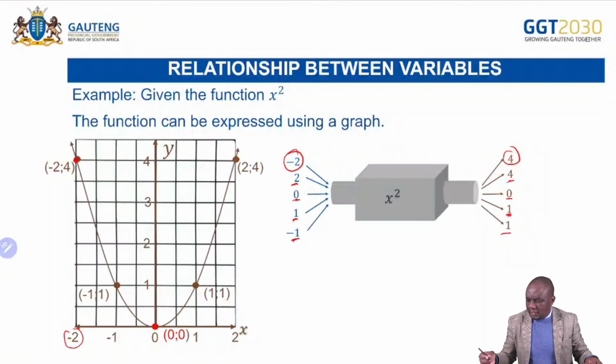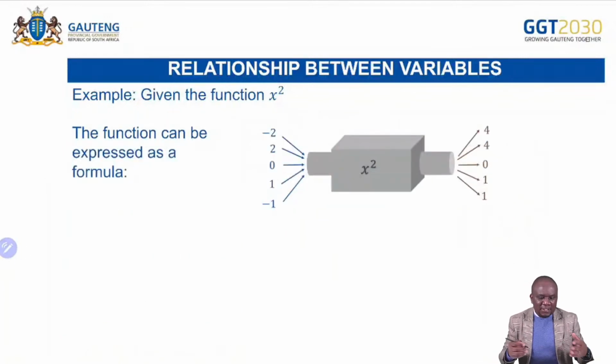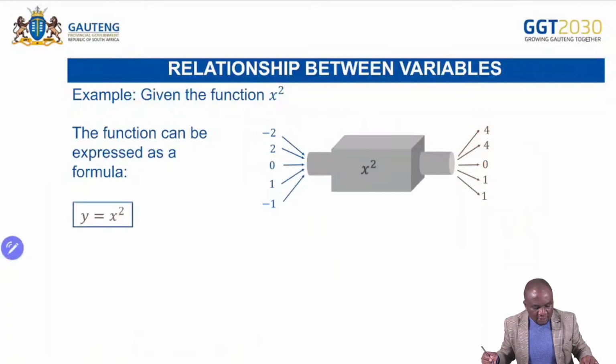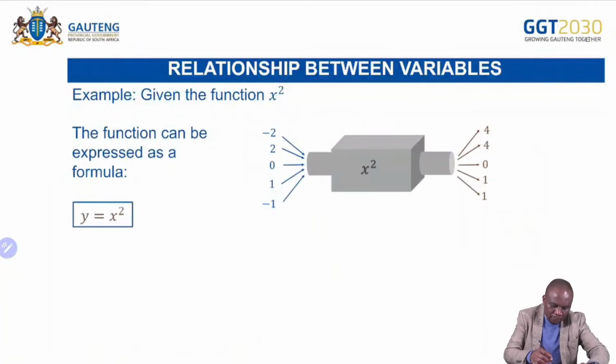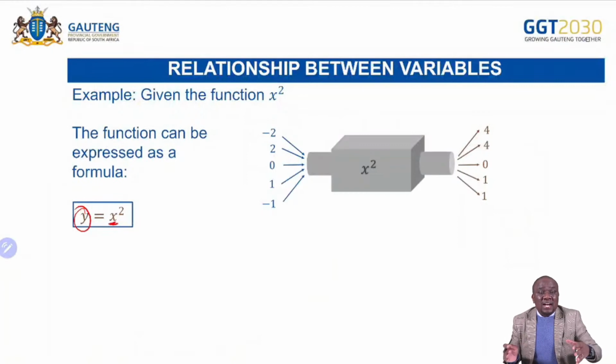And then we also said the function can be expressed using a formula. I think we have done that. So like y is equal to x squared. This is your output value. This is your input value. So that's how we have the different representations of a function. I think we've covered that part. Let's move on to the next part now.